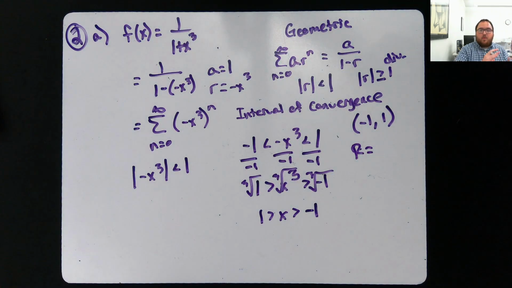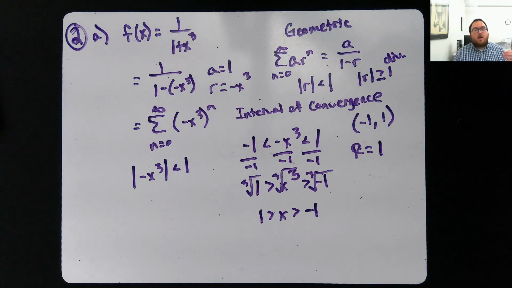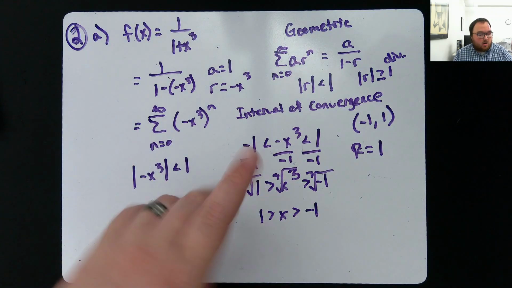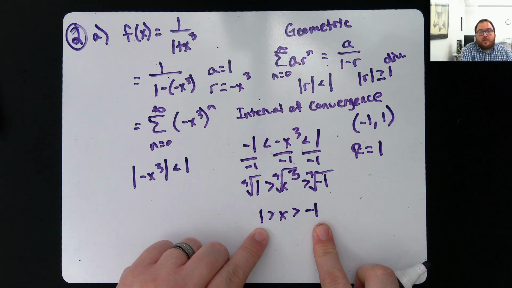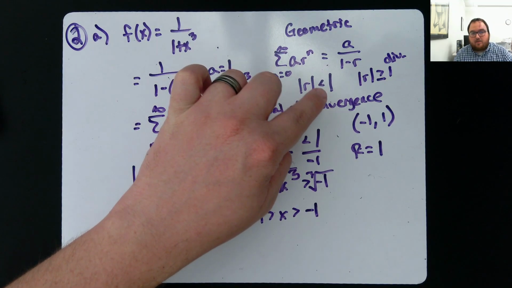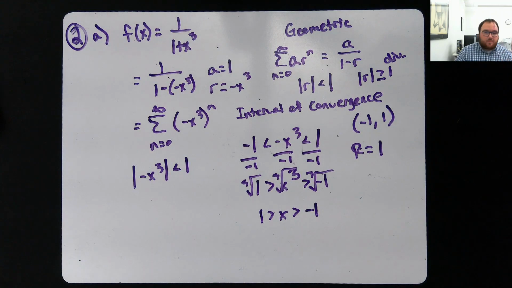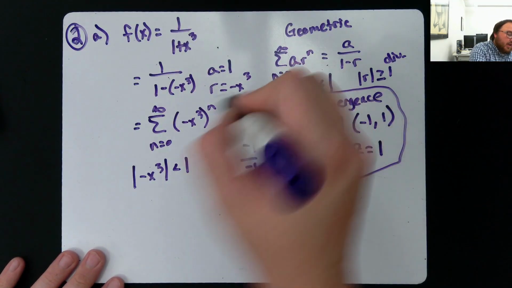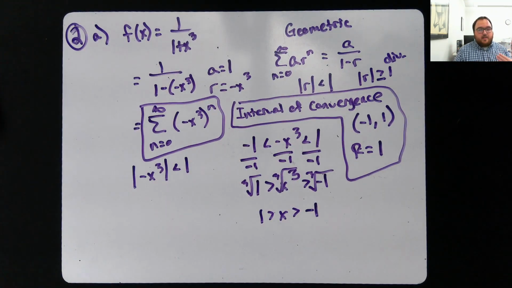R, remember, it's half of my length, so that's going to be 1. Once again, on the last ones we did, we had to test these endpoints right here. We don't have to here because it's strictly less than. So I don't have to test these out. So that's the interval of convergence and the radius, and the series is right here. Any part of that doesn't make sense, let me know.